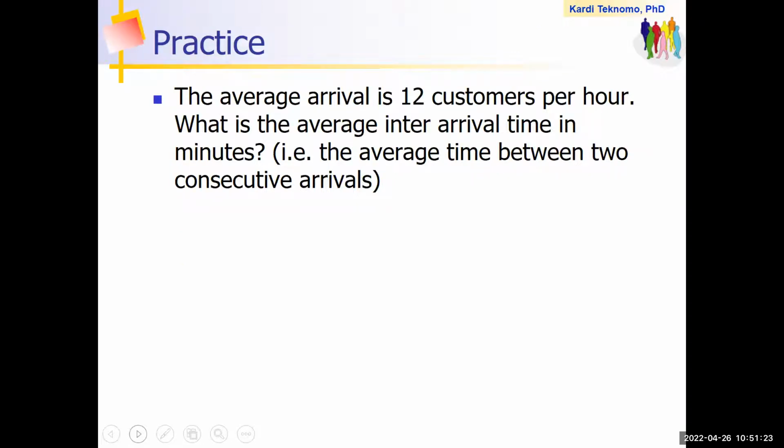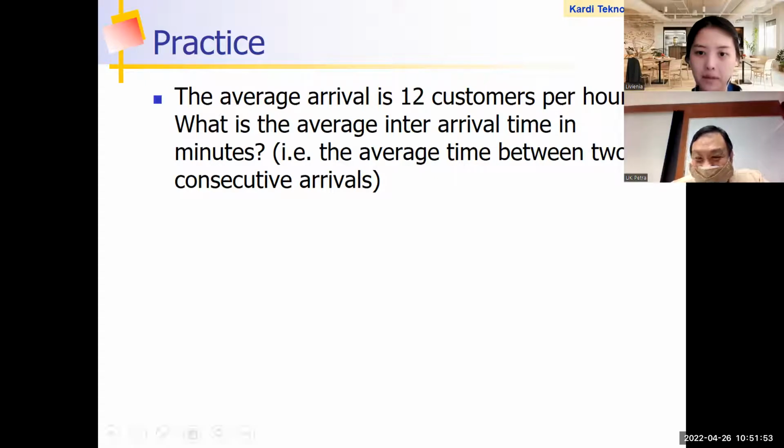So let's practice this a little bit. The arrival rate is 12 customers per hour. What is the average inter-arrival time in minutes? Inter-arrival time means the average time between two consecutive arrivals. Can you calculate? When you answer first, you claim your recitation, eh?